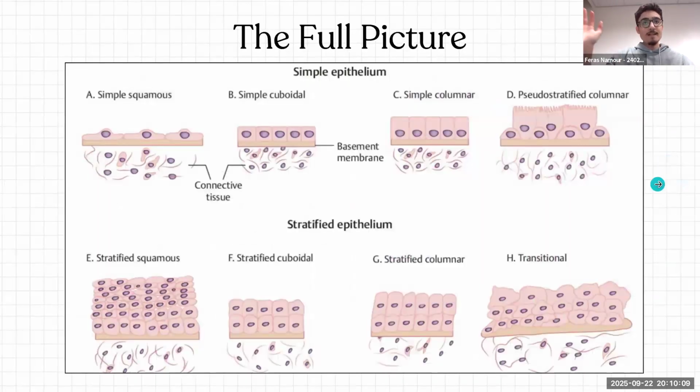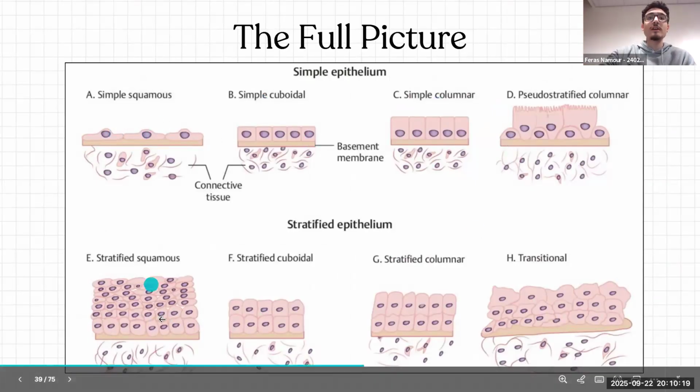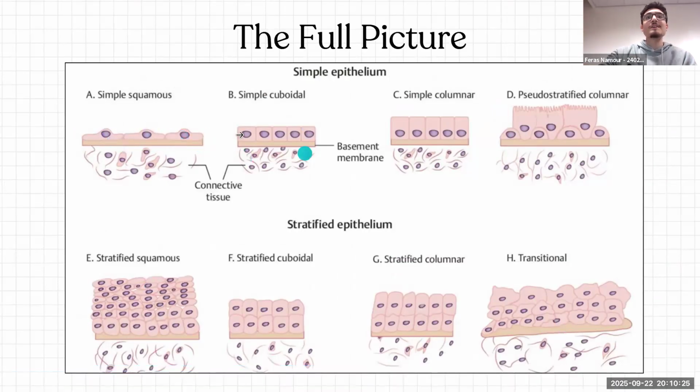Now, let's take a look at the full picture. Let's appreciate what we just studied, all right? So, epithelium. We said we look at the shape of it first, and then we look if it's layered up or not. This is simple squamous because it's squamous cells and it's one layer. This is cuboidal and it's simple because it's one layer over the basement membrane. This is columnar, this is pseudostratified because all of them are touching the basement membrane.